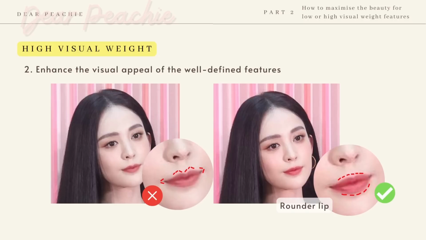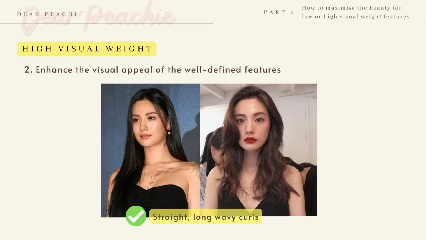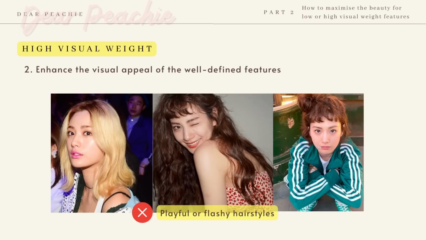Overall, your makeup should not overemphasize or highlight the sharpness of all your features. You can keep the sharp edges of your eyeliner makeup, but you balance them out by filling in your lips to make them look rounder. Furthermore, practical hairstyles such as straight hair or long wavy curls are better choices for you. Playful or flashy hairstyles are less preferred, since they do not go well with this style.